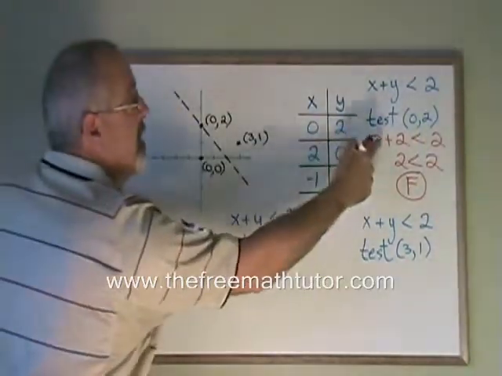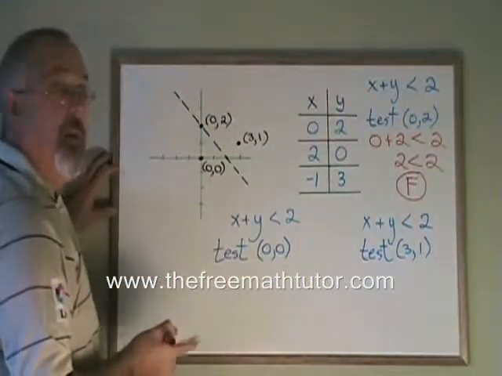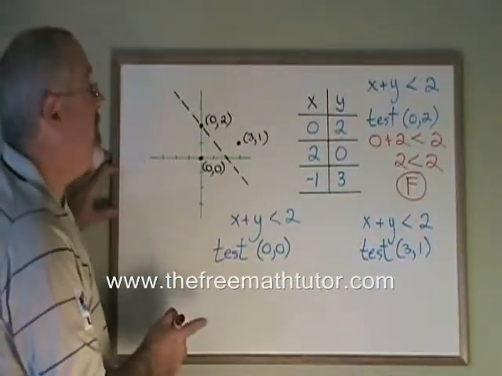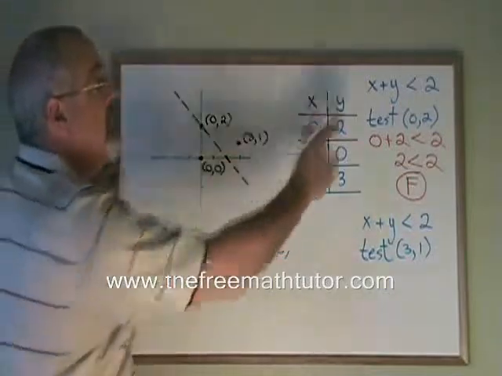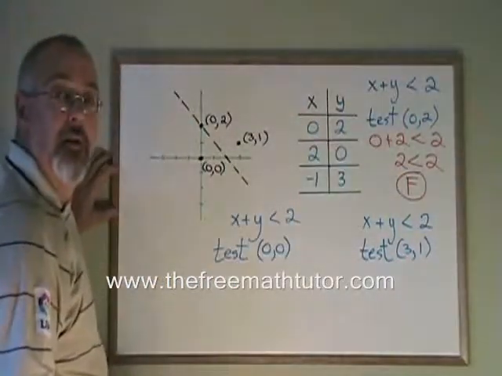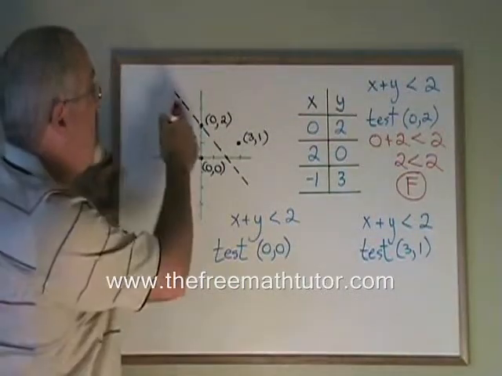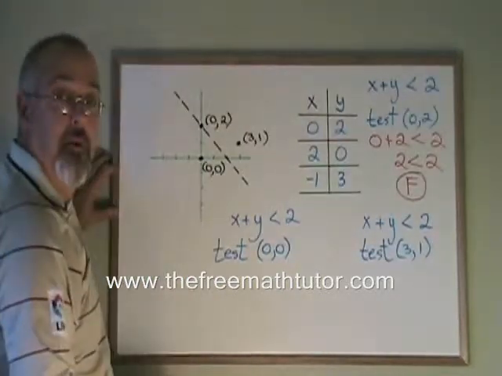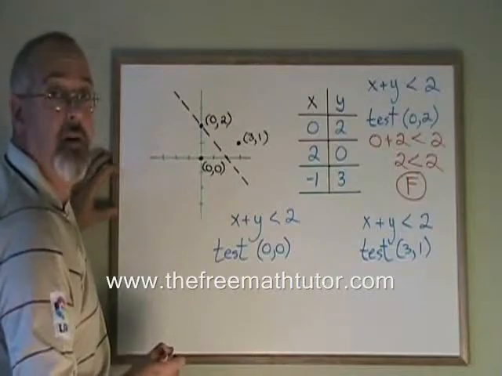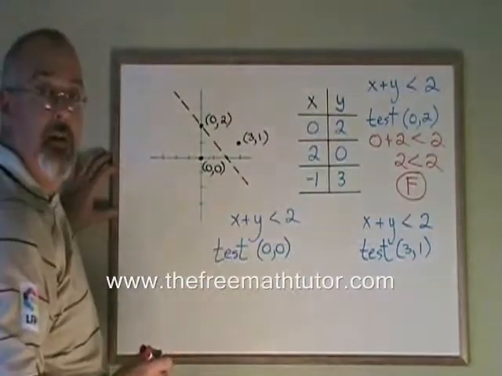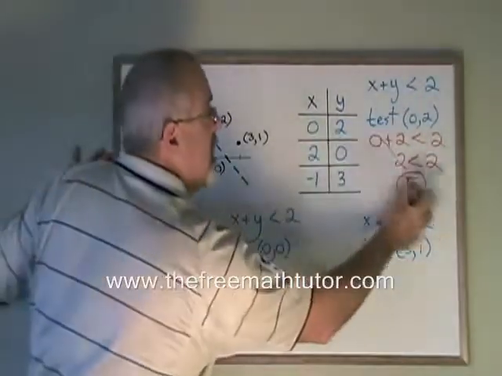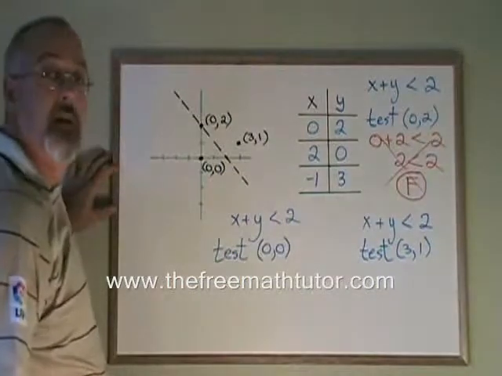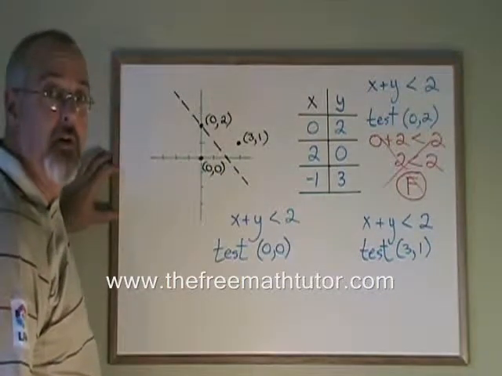Sure, plugging in 0, 2 into that inequality tells me that 0, 2 is not part of my answer, but I already knew that. I knew that when I had the less than symbol and not the less than or equal to symbol, I should put a dotted line to show that I know the points on the line are not part of the answer. I still don't know which side to shade. This is an ambiguous situation. Do not use a point that is on your line as a test point.